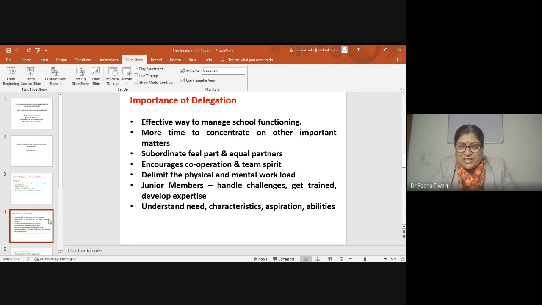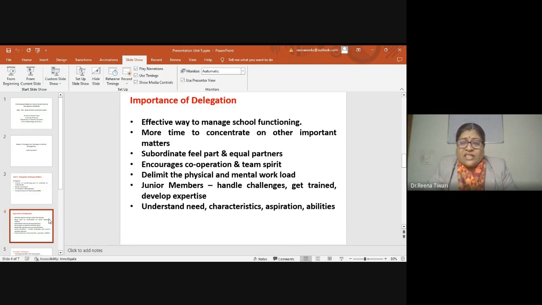By delegating the responsibilities, the other teachers of the school, the clerical staff, the laboratory staff, the sports in-charges, and the in-charges of various clubs feel part and equal partners of the institution. By delegating responsibilities, cooperation and team spirit are also encouraged among the teachers. When they are delegated some responsibilities, they work as a team, and that is possible only when they cooperate with each other. The delegation also limits the physical and mental workload on one person.